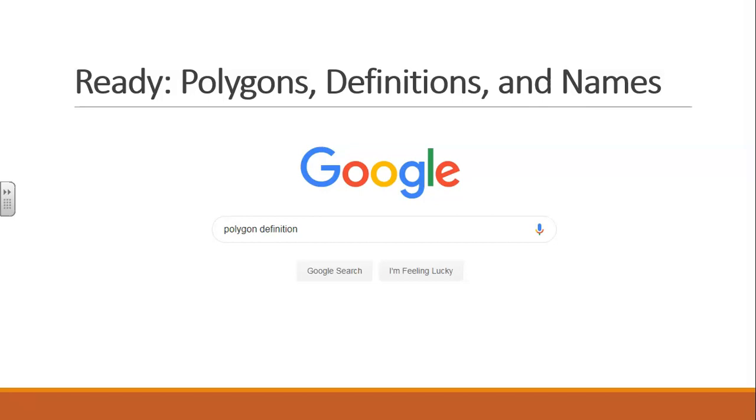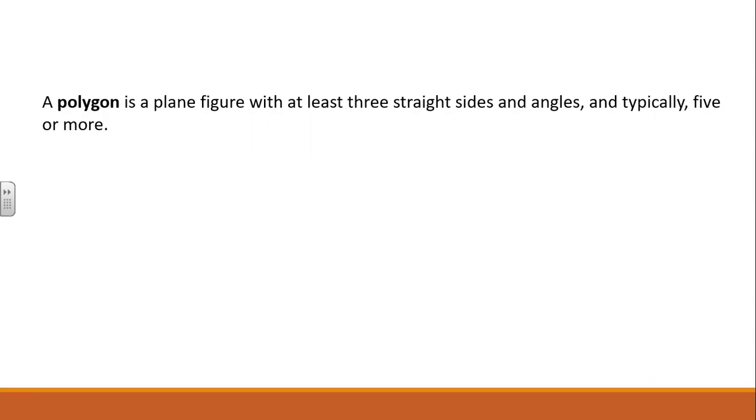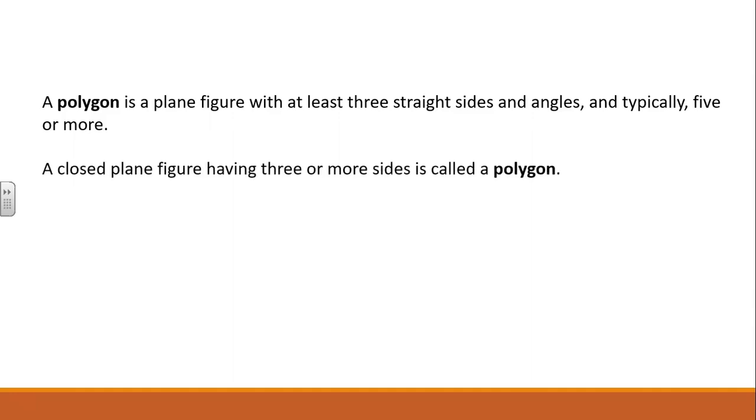Here we can use a search engine like Google and type in polygon definition. And we'll find that a polygon is a plane figure with at least 3 straight sides and angles, and typically 5 or more. A closed plane figure having 3 or more sides is called a polygon. A polygon is a closed shape with straight sides.